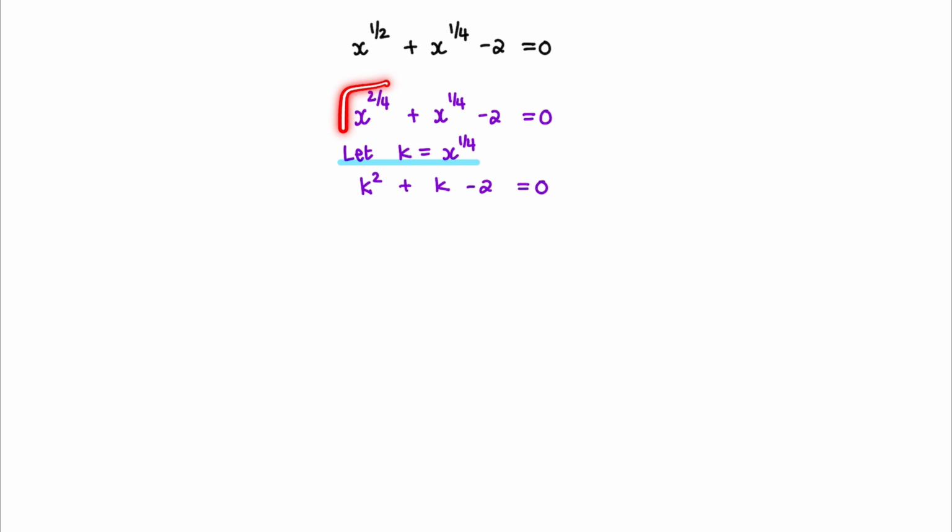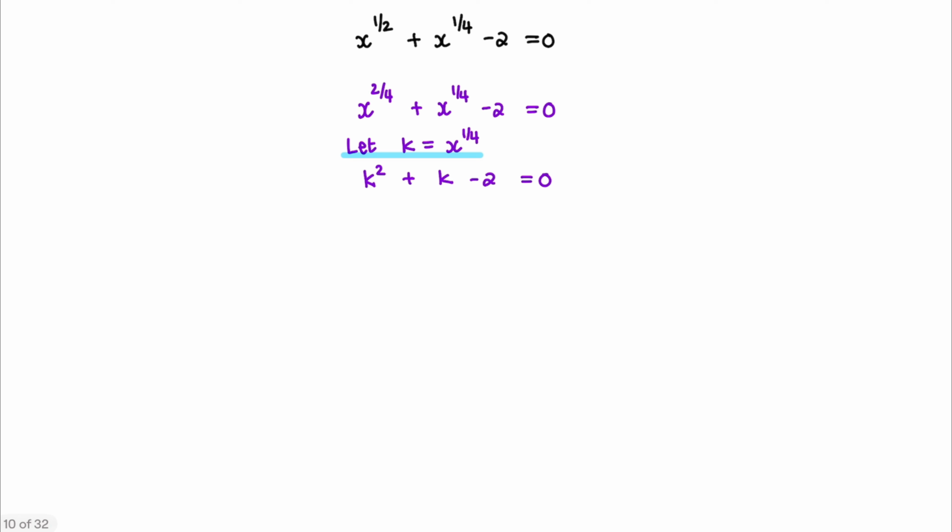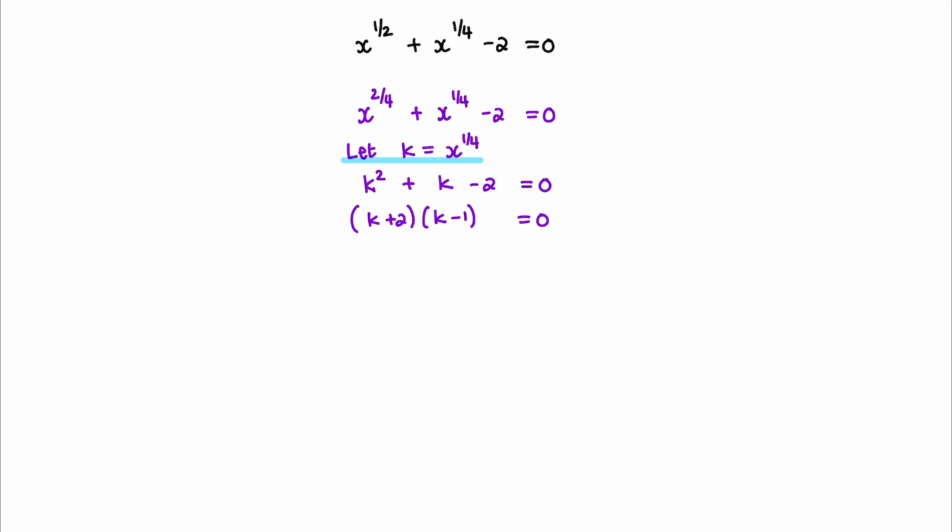Now can you see in the first term we have 2 quarters. So that means that we have K squared. Our middle term would simply become K, and our third term is only -2. And now we have a simple trinomial. K squared can split up into K and K, and -2 would split up into +2 and -1.